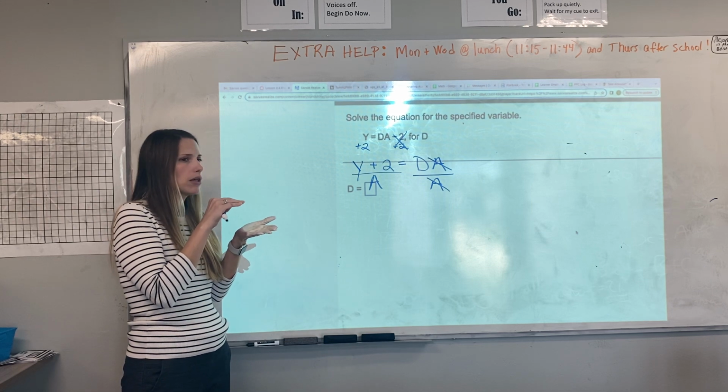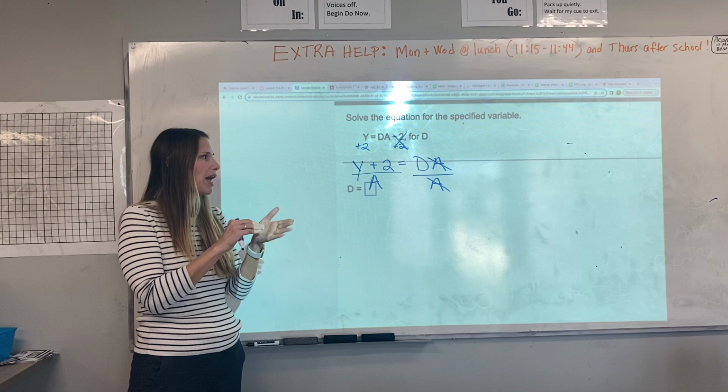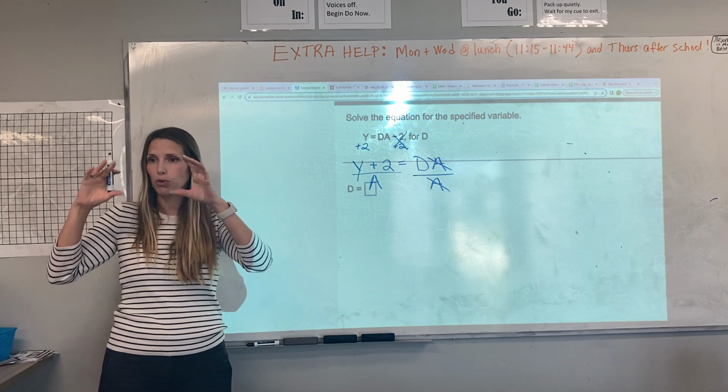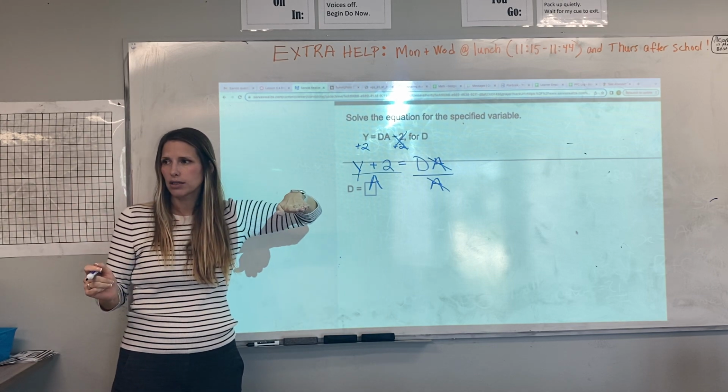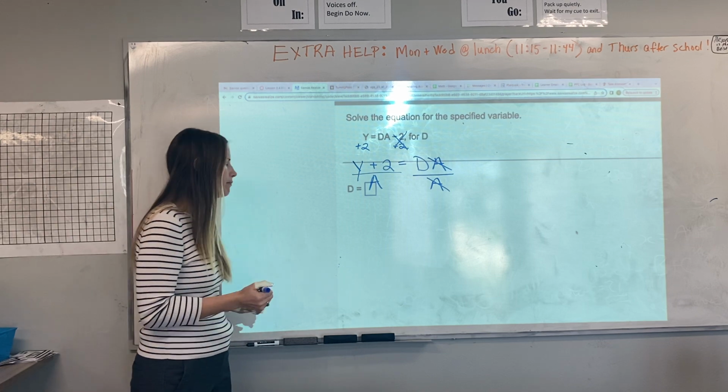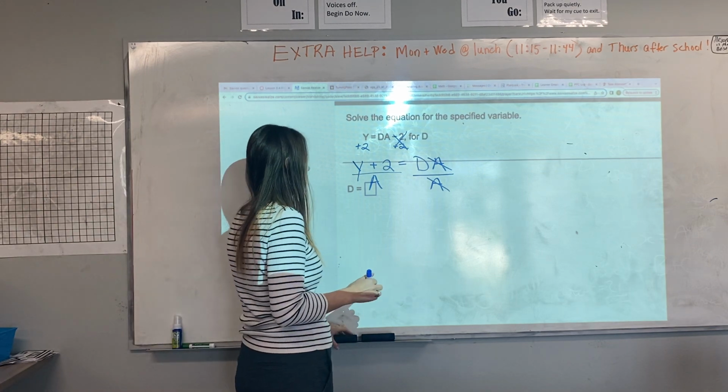Okay, when you type it in digitally, the whole expression y plus 2 has to go in the numerator, and then the fraction bar, A, underneath, okay? Are we good?